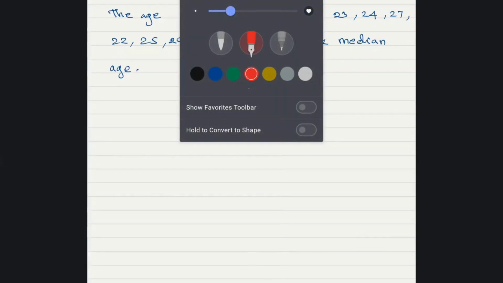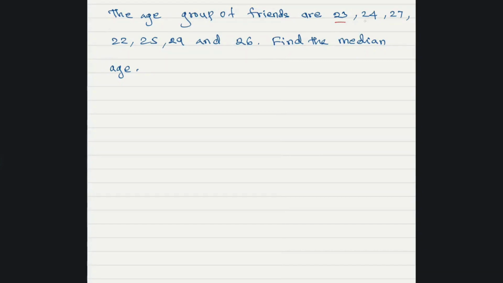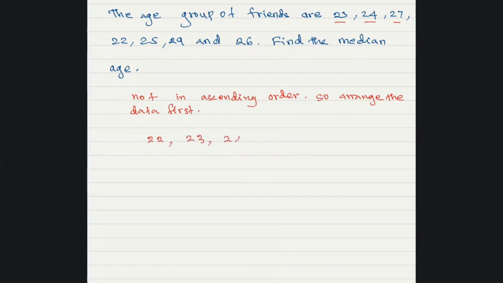So let's see an example for that. The ages of friends are 23, 24, 27, 22, 25, 29, and 26. This is not in ascending order, so we have to arrange them in ascending order in order to find the median age. The first smallest number is 22, 23, 24, 25, 27.